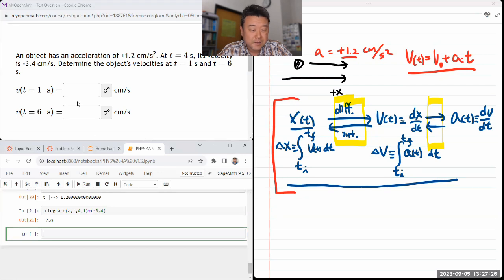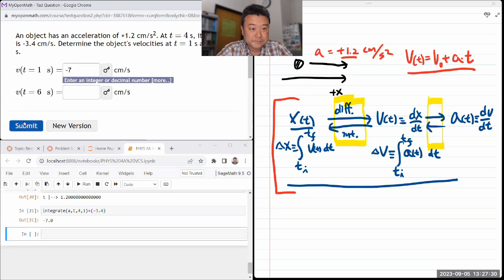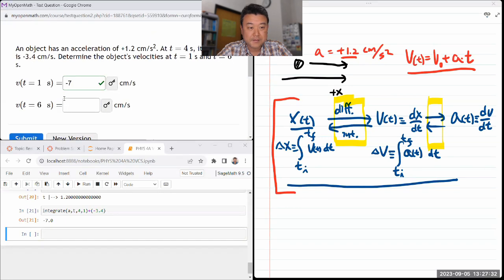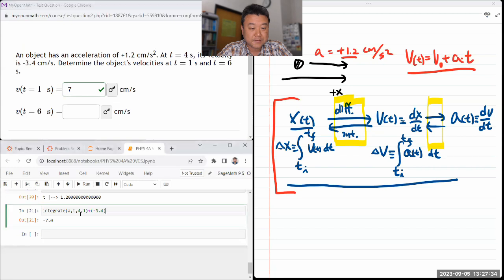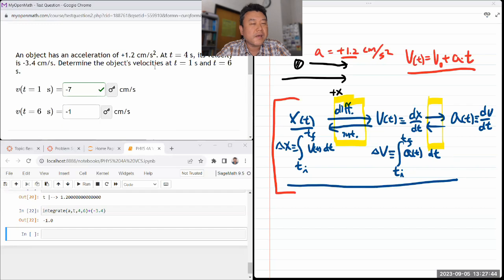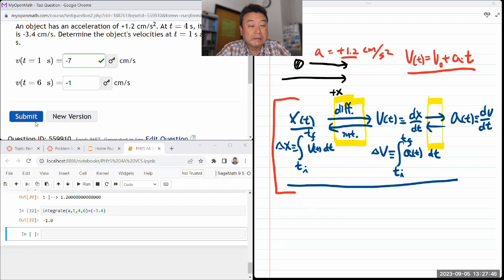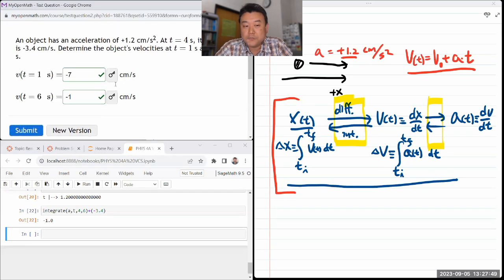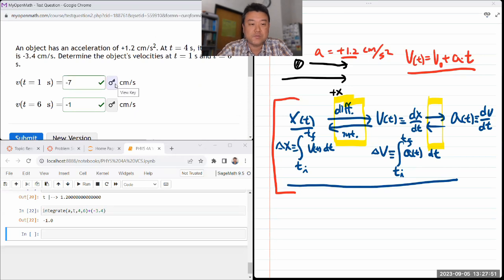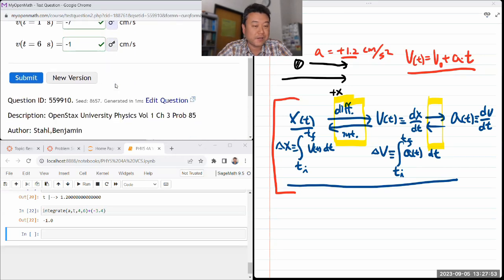Yeah, I guess that's right. Let me just try plugging this in, make sure it works. And for time equals 6 seconds, just replace that 1 with a 6, and it should still work. Minus 1 centimeters per second. Yeah, I guess that's right. So the whole thing is moving to the left the whole time, I think. Given a long enough duration of time, it'll start moving to the right, but for now it's moving to the left.